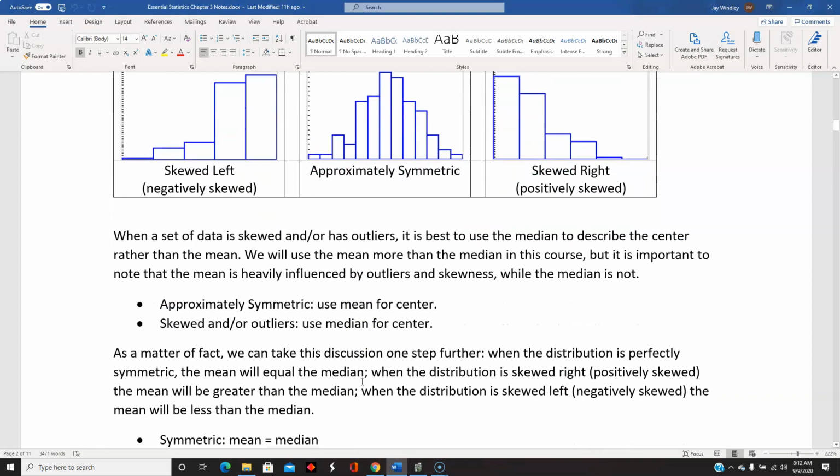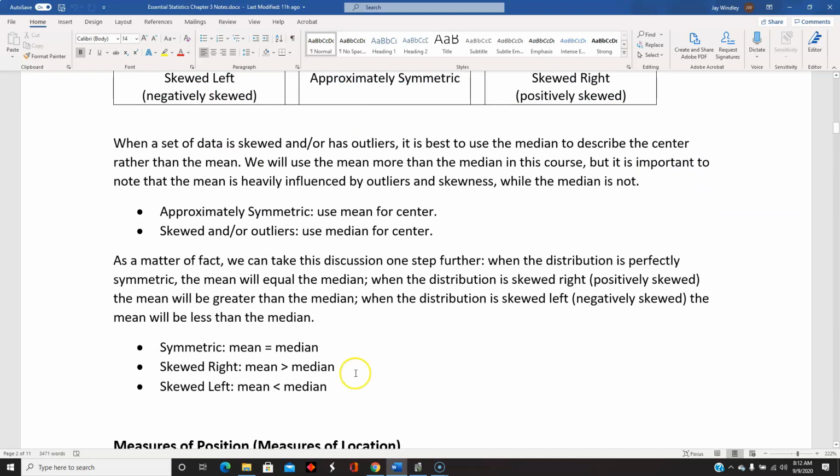Okay, so not only when it's skewed should you use the median, but also a good thing to remember is when it's perfectly symmetric, the mean will equal the median. When the distribution is skewed to the right, the mean will be greater than the median. And if it's skewed to the left, the mean will be less than the median. Okay, so that's it for measures of center.